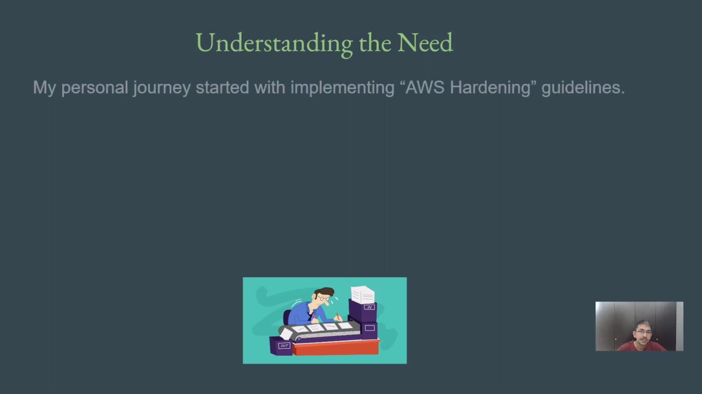Now, my personal journey in Terraform began when I was given a requirement to implement AWS hardening guidelines for our AWS accounts. The organization that I was working with used to store sensitive information like credit card data, etc. So we had to go through a wide variety of compliances like PCI DSS, RBI, etc. So security was one of the major requirements that we had to work on. As part of implementing the AWS hardening guidelines, at that time we used to follow the CIS benchmark extensively.